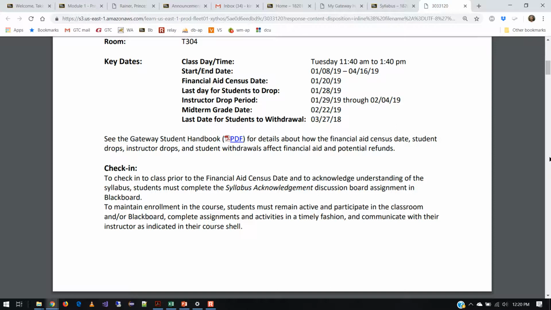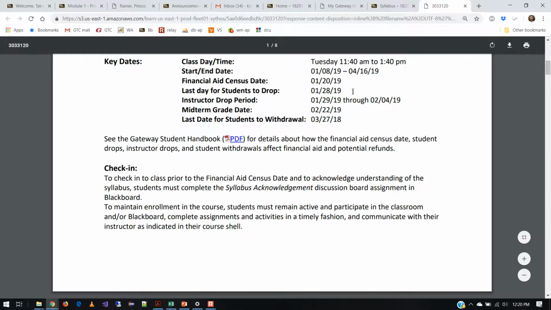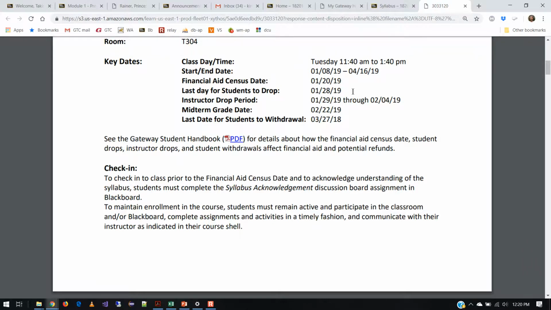If you guys really hate this class, right? The last day for you guys to drop and be able to get some of your money back, I really don't know what all the rules are. You can talk to Student Services about that. It was the end of the month on January 28th. After that point in time, I get a drop period.